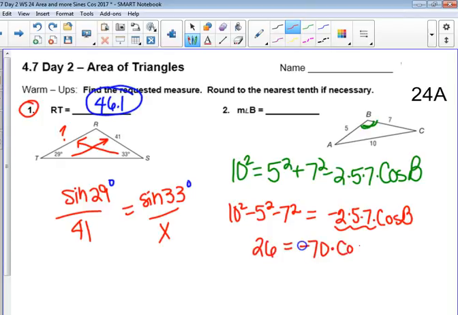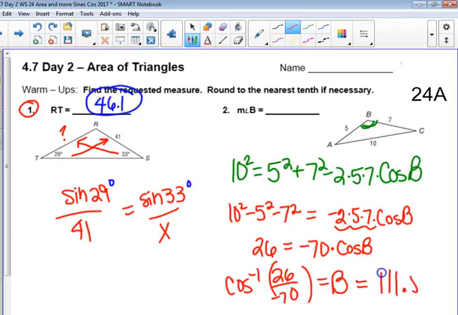So then what do we need to do? So we have 26 over negative 70, and that's the cosine. So we need to undo that. Second cosine of 26 divided by negative 70. The fact that it comes out negative after we divide means that angle B should be what kind of an angle?